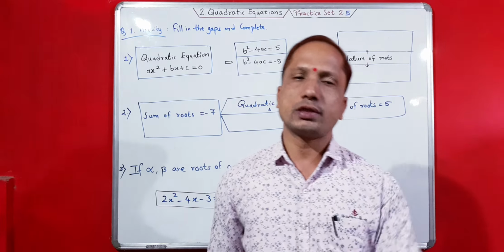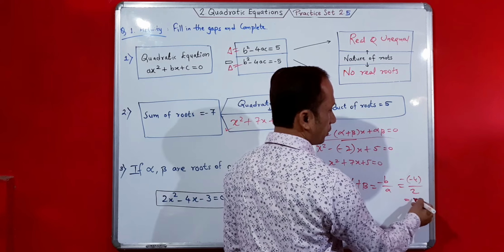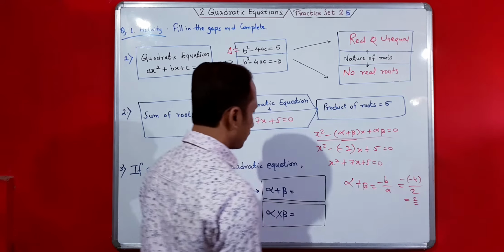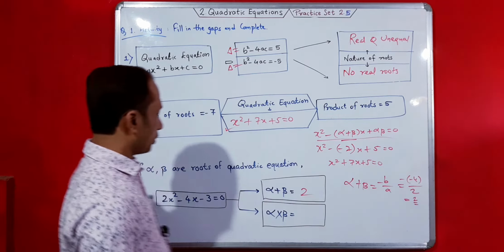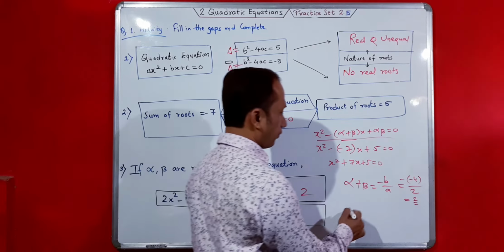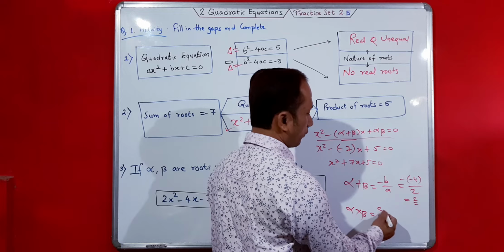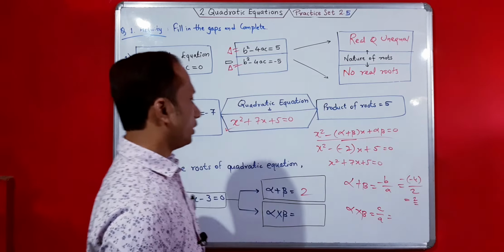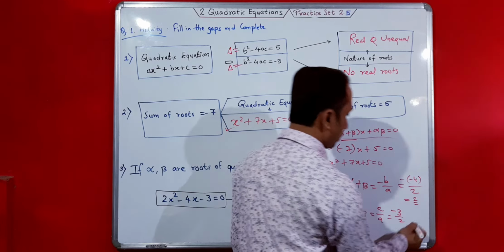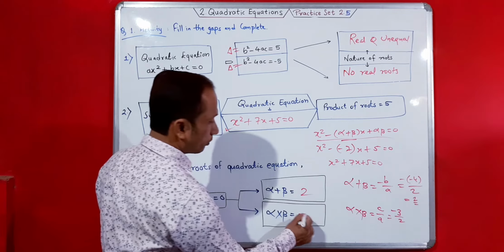If alpha and beta are roots of the quadratic equation 2x square minus 4x minus 3 is equal to 0, I told you that alpha plus beta is equal to minus b upon a. Minus b is minus 4 upon... sorry, minus of minus 4 upon a, where a is 2. So just do the calculation: 4 upon 2 is 2, so its value is 2. And what is alpha into beta? The value is c upon a. c is minus 3 and a is 2, so it is minus 3 upon 2.